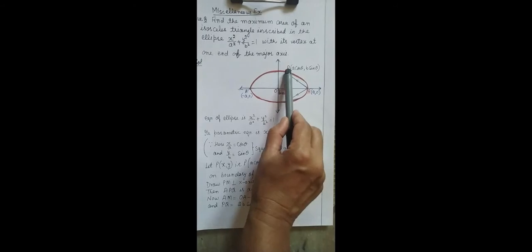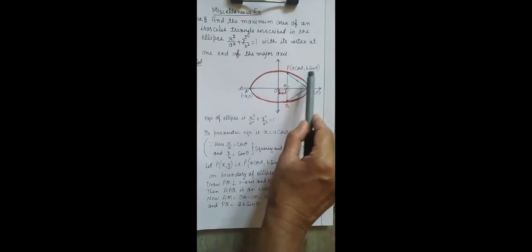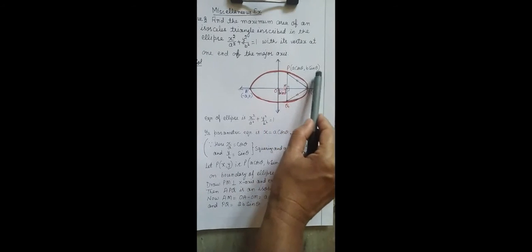And what will be PQ? PQ will be actually equal to PM plus MQ, or you can say twice of PM. Now what is PM? It is the y coordinate of this point. PM will be the y coordinate of point P. So PM is b sin theta. So what will be PQ? It will be 2b sin theta.